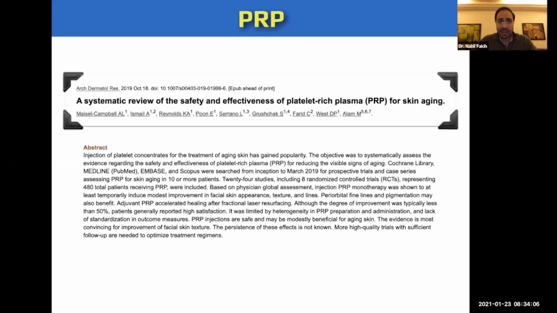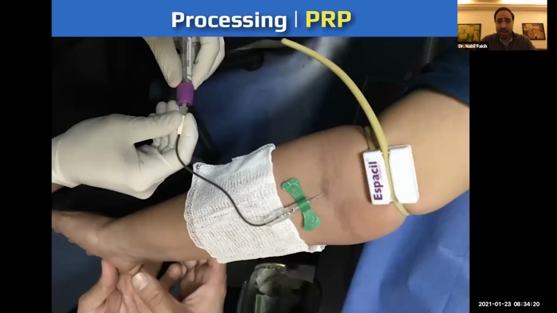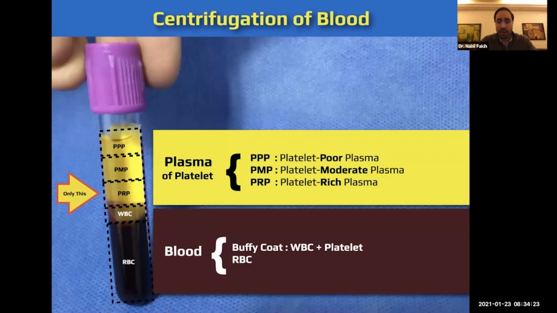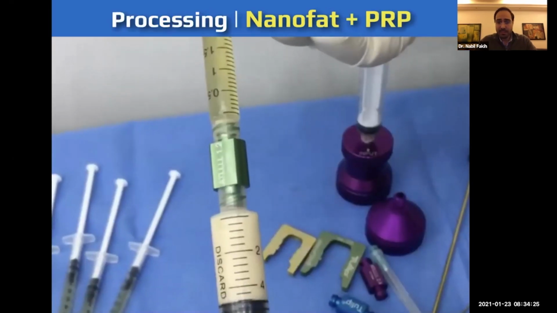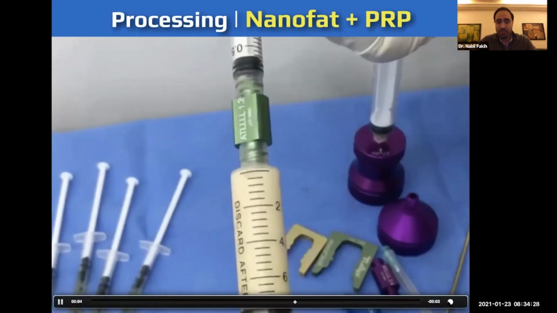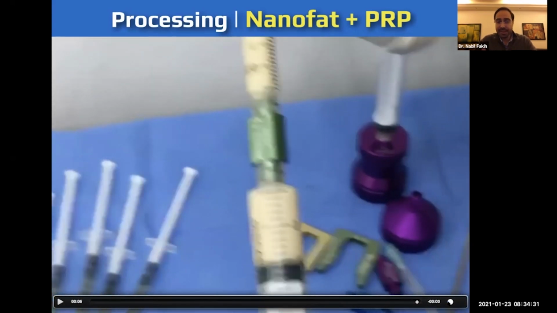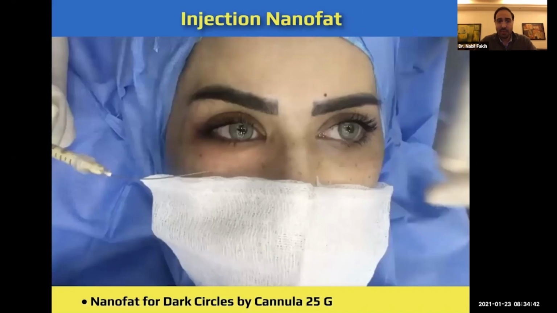Regarding things which are important, they made a systematic review of safety and effectiveness of PRP for skin, and as you know, PRP is also important. You can really mix PRP with nanofat, and this is how we mix them. You can mix PRP with nanofat if you want, and give additional growth factors to it. But as you know, nanofat is much better than PRP, 100 times, because of the adipose-derived stem cells. But if you want to add some growth factors, you can add. Why not? So indication for nanofat is for dark circles.